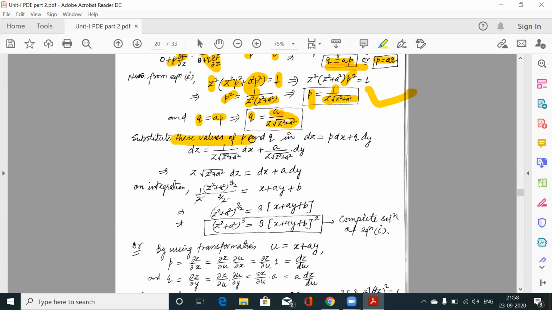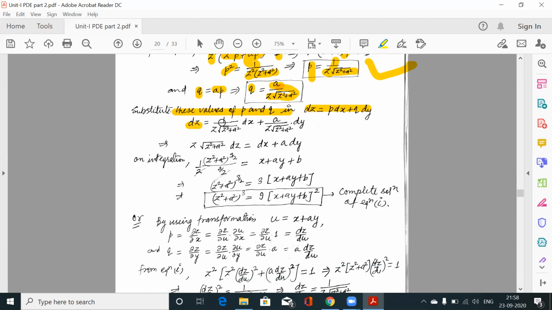Now substituting these values in the equation dz is equal to p dx plus q dy to get our complete solution. So dz is equal to p into dx plus q into dy. Again, these are z terms which cannot be integrated with the dx or dy, so bringing these terms to the left hand side, these are common terms, z times square root of z square plus a square. So z square root of z square plus a square into dz, and what is left on the right hand side is dx plus a dy.